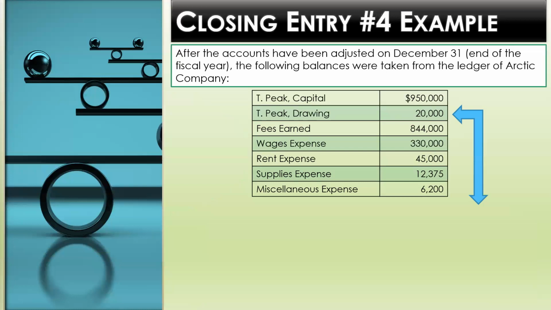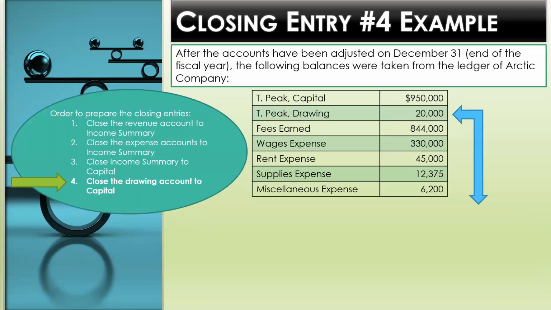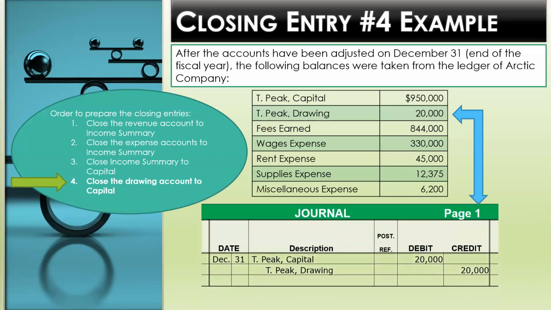Now let's take care of closing entry number 4. In closing entry number 4, we will close the drawing account to capital. This is what closing entry number 4 looks like when we journalize it. We have the date there of December 31. The debit is to TP Capital in the amount of $20,000. The credit is TP Drawing in the same amount of $20,000.